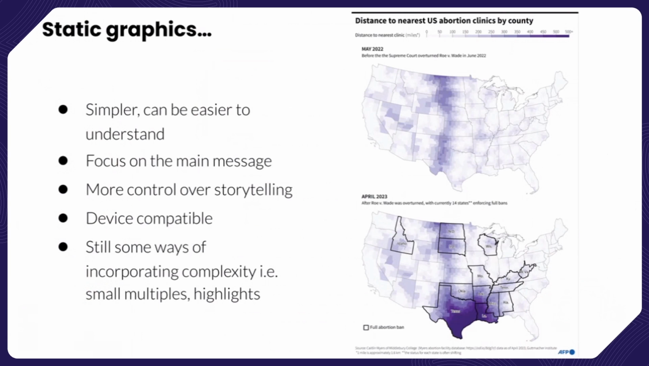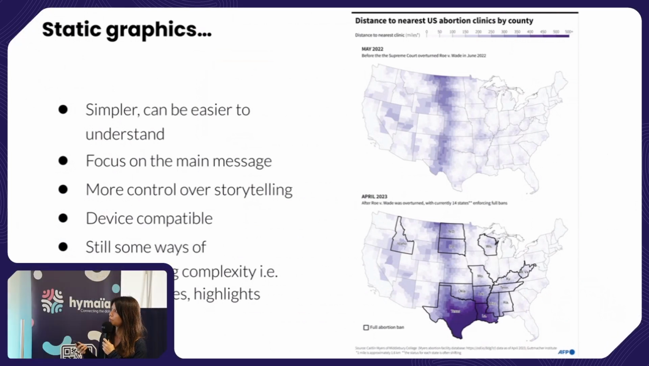So for example, here, I'm showing a small multiple map of 2 timestamps. So this way it's good for comparison. I'm showing the distance to nearest abortion clinic by county in the US before and after the abortion ban. And here you can clearly see in the states that have full abortion ban that the distances have increased by a lot. But so it's already good on its own, but with interactivity, you can add a lot more.